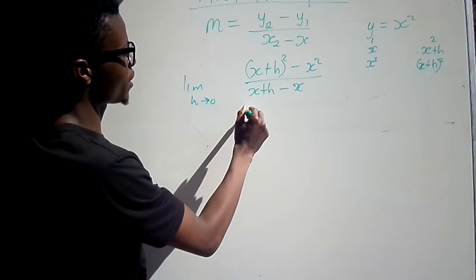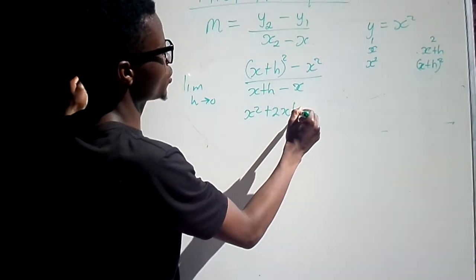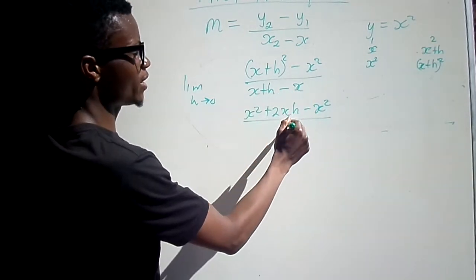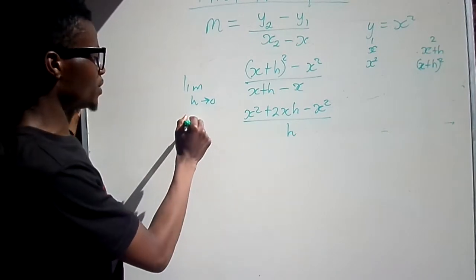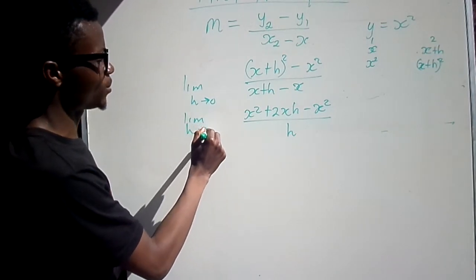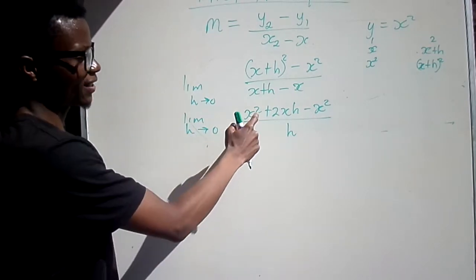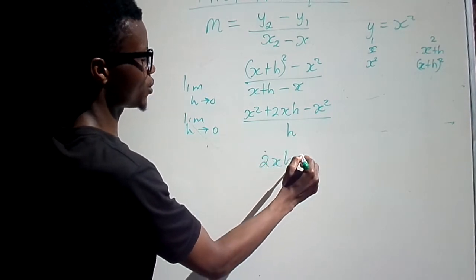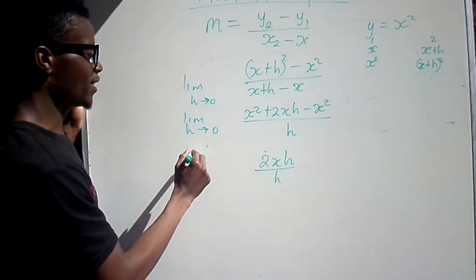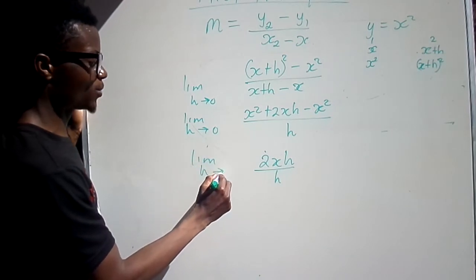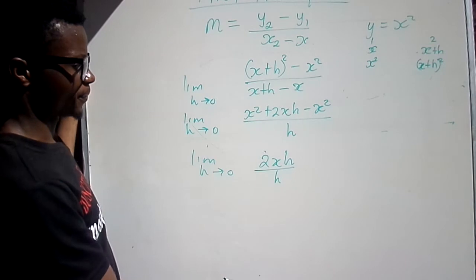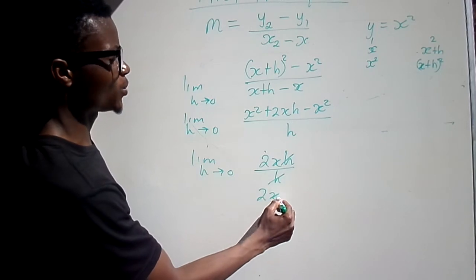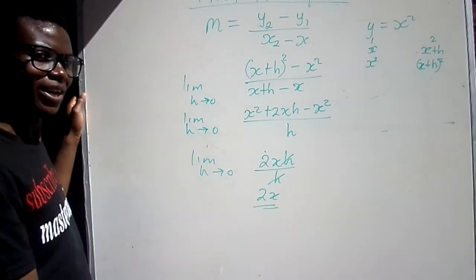Let's clear these brackets. We get x squared plus 2xh minus x squared all over x minus x, that's 0, we are left with h. So we need to check when our limit h tends to 0. From here, x squared subtracts with x squared, that's 0, we are left with 2xh all over h when the limit h tends to 0. Then from here we cancel what cancels. h cancels with h, I'm left with 2x. This is the gradient function.